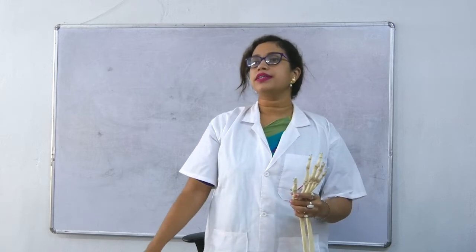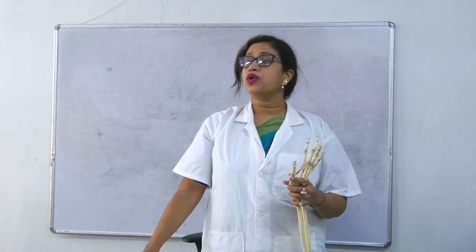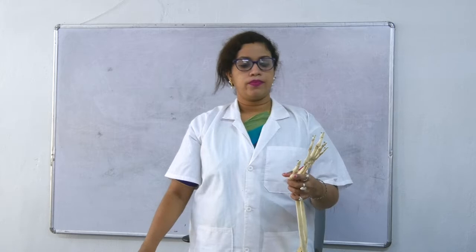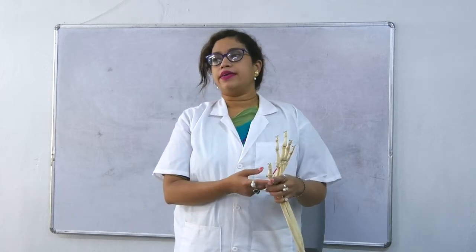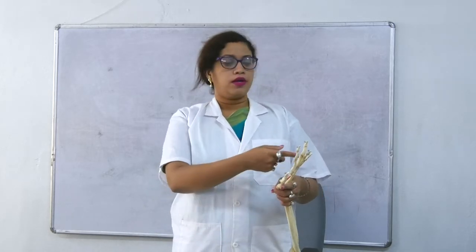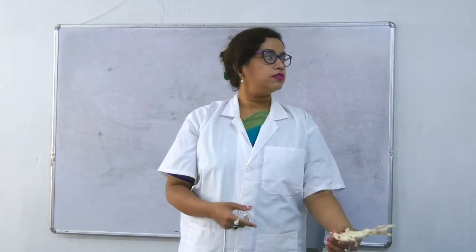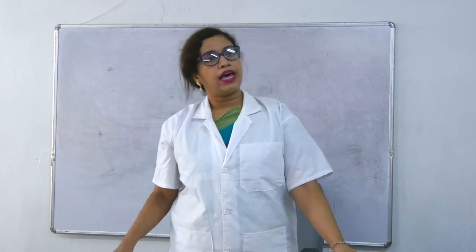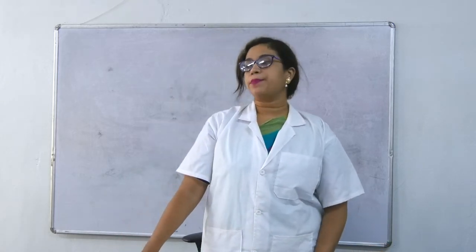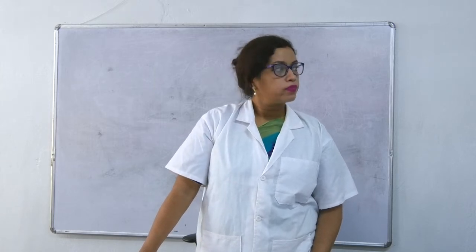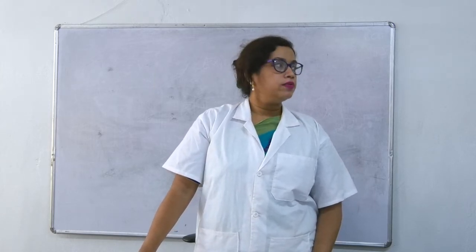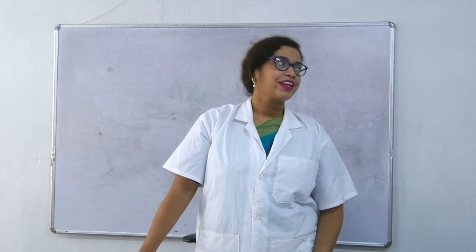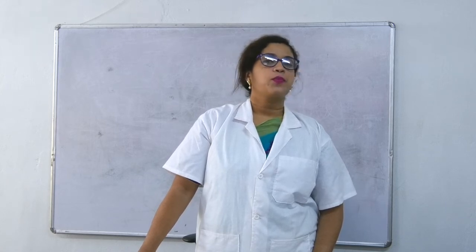How many interossei are there? 8. So where are they located? Medial side and medial side, between the phalanges. So tell me the nerve supply. Nerve supply is ulnar, the deep branch of the ulnar.